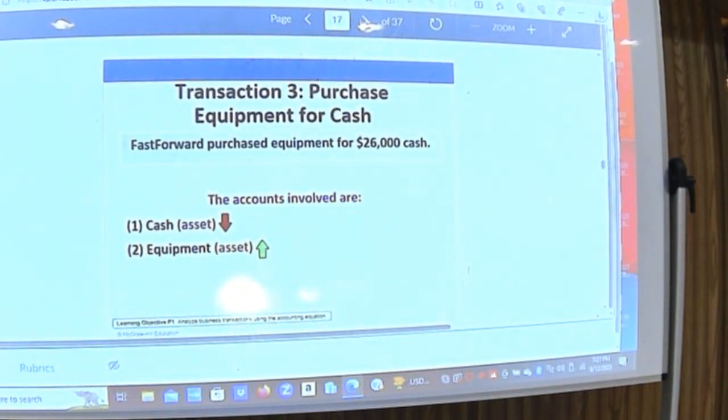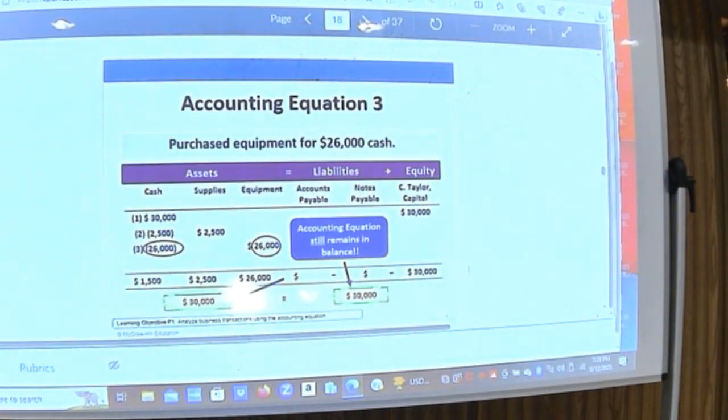Purchases some equipment for cash. He's got to get underway here. He spends $26,000 cash for some equipment. Here again, it's a wash. The asset cash goes down, the asset equipment goes up, the accounting equation is still in balance. And this just restates that the accounting equation remained the same. 30,000 on the left, 30,000 on the right.